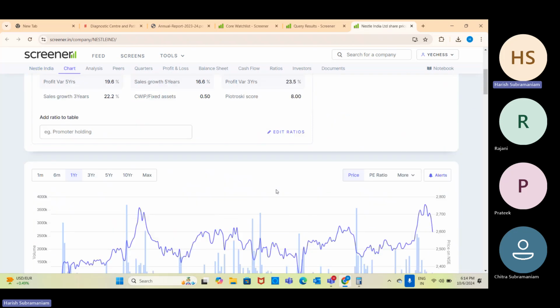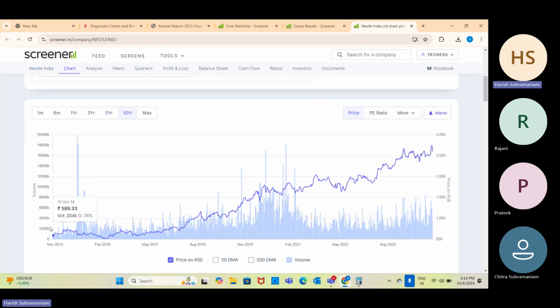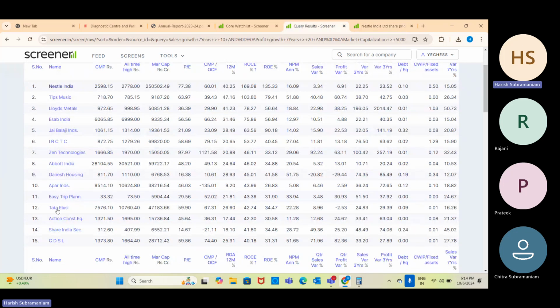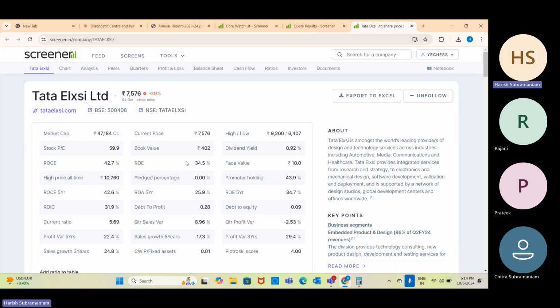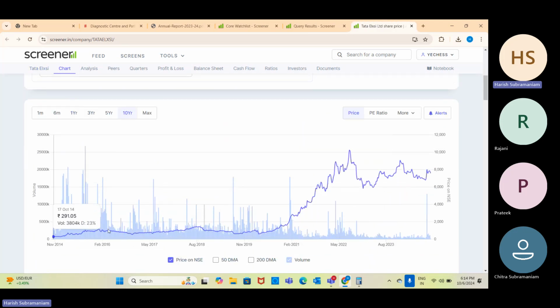And whenever we come here, we see the price over the last 10 years. Again, the same thing: share price was some 580 10 years ago, and now it is at some 2,700, 2,600 and so on, right? We can take a lot of good companies which have been there for a long time. Tata Elxsi, for example, is a well-known Tata company. And you see the share price was some 300 rupees and now it is some 8,000 rupees.